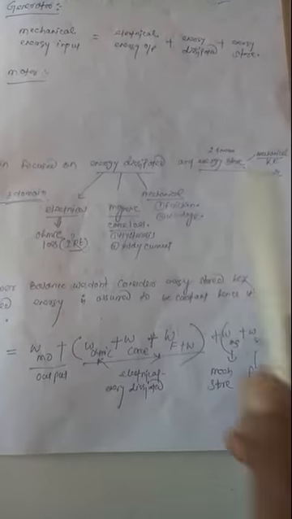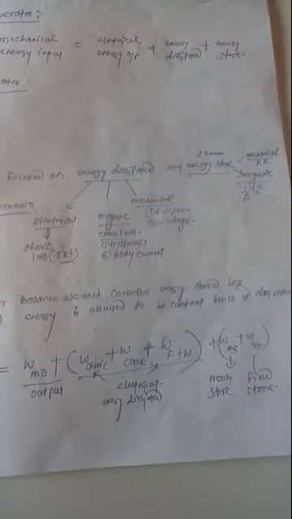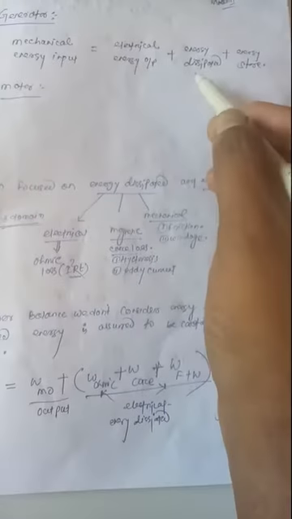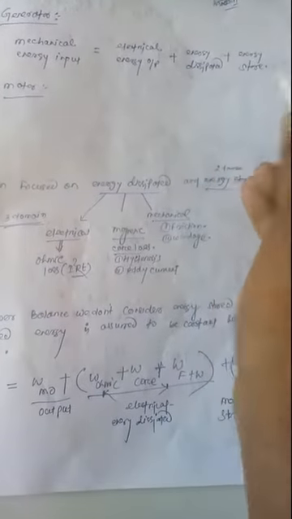Okay, so if you consider a generator first, what is a generator? The generator takes mechanical energy as input and converts it to electrical energy output. In this process, energy is dissipated as well as stored in the medium. Likewise, you can consider the motor also.